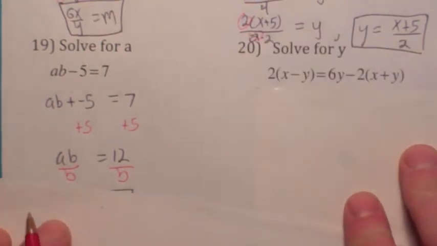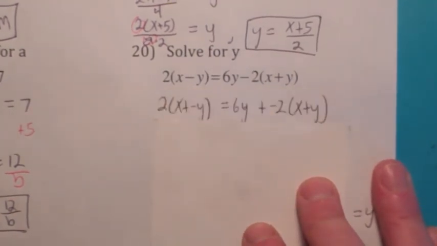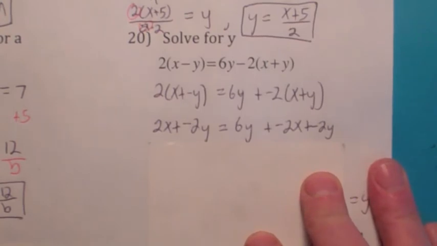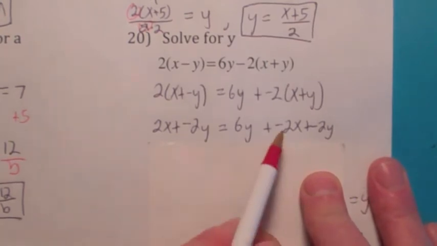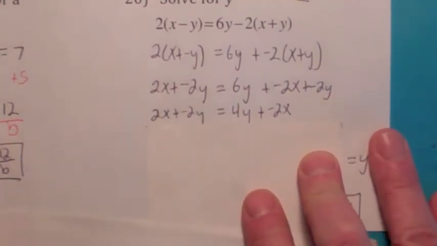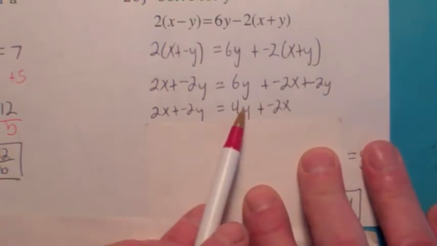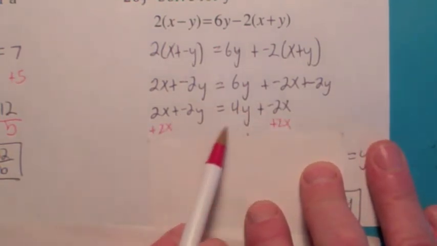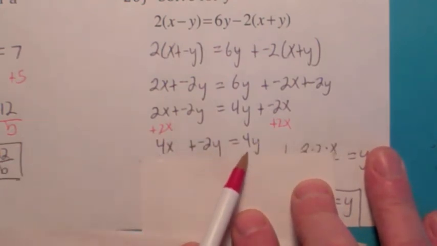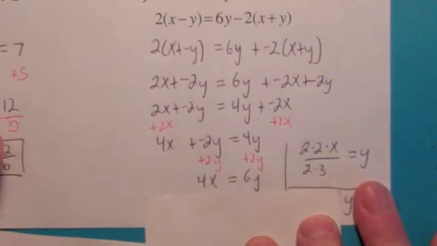Alright, let's do this last one now. Let's write it in additive form. Now let's use the distributive law carefully. You get this. Now let's combine these y's on the right side. And just for the heck of it, let's get y's on the right side, okay? So to do that, we're going to have to move all the y's to the right side and x's to the left side. Let's add 2x to both sides. So you should get this, 4x plus negative 2y equals 4y. Let's add the positive 2y to both sides, and you get down to here.